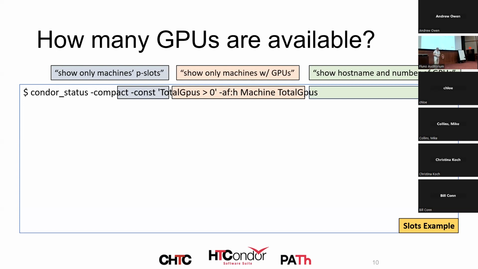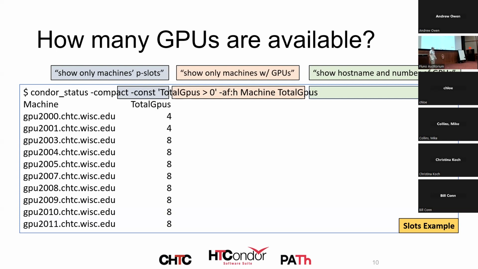And so if I run that in CHTC, or at least my mockup of CHTC here, you can see which machines have how many GPUs. This doesn't show how many GPUs are free at any moment. If you want to know that, you can replace TotalGPUs with just GPUs. But hopefully your pool is using them, so you'll probably see that it's usually 0 in your pool.